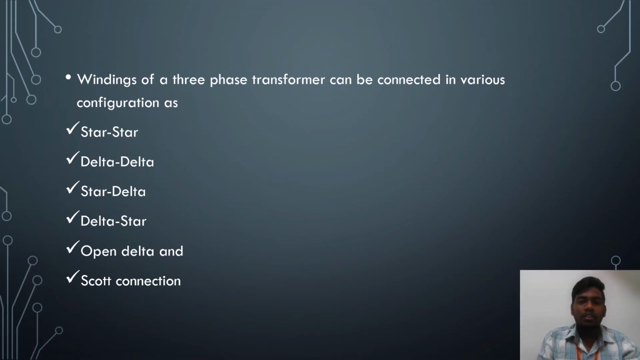Now, windings of a three-phase transformer can be connected in various configurations. That is star-star configuration, delta-delta configuration, star-delta connection, delta-star connection, open delta and Scott connection. These are the polyphase connections of a three-phase transformer.